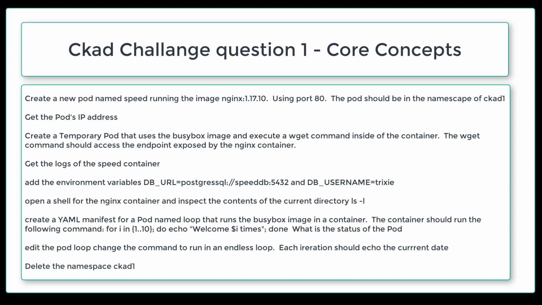Create a YAML manifest for a pod named loop that runs the busybox image in a container. The container should run the following command, and then determine the status of the pod. Feel free to put that in namespace CKAD1 or the default namespace. Edit the pod loop. Change the command to run in an endless loop. Each echo should show the current date, and somehow verify that. Then you're done. Delete the namespace CKAD1. Congratulations.